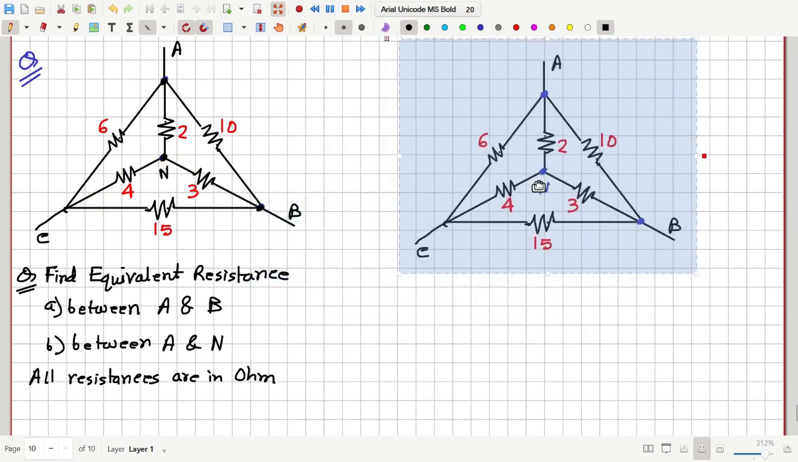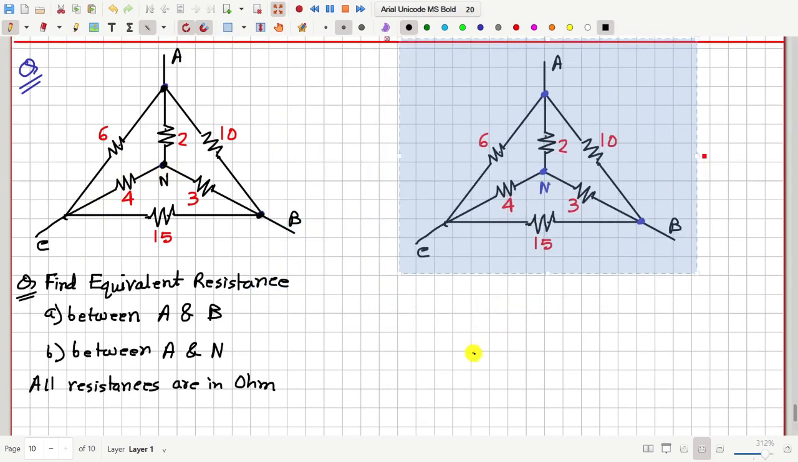So here is the copy of this original circuit, and now this third terminal, terminal C, is not connected to anything, so you can keep it open, floating, and then between A and B, how much is the impedance, how much is the resistance.